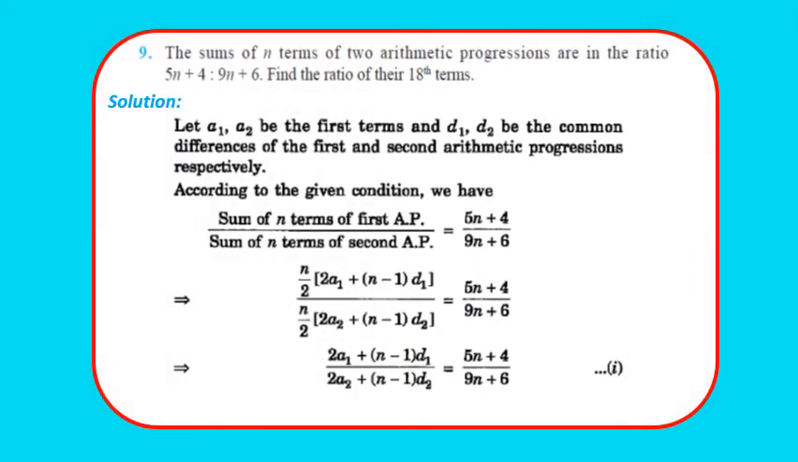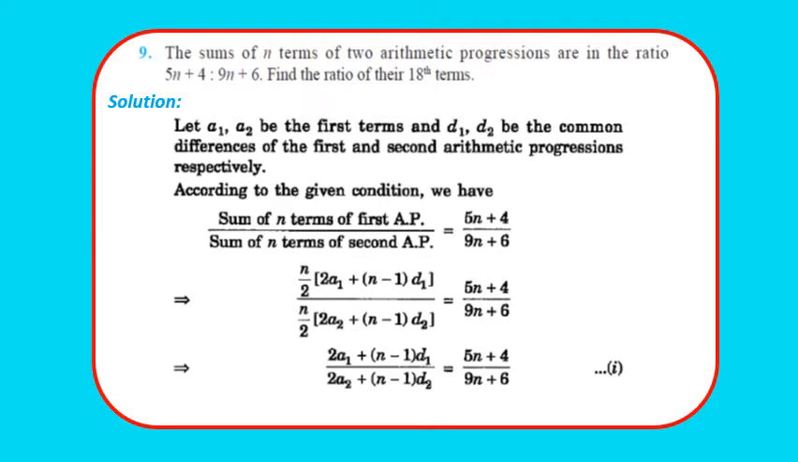Next we have question number 9. The sum of n terms of two arithmetic progressions are in the ratio 5n plus 4 ratio 9n plus 6. So we have to find the ratio of the 18th terms. Now let a1, a2 be the first terms and d1, d2 be the common differences of both the APs. So according to the given condition, we have sum of n terms of the first upon sum of n terms of the second equals to 5n plus 4 upon 9n plus 6.